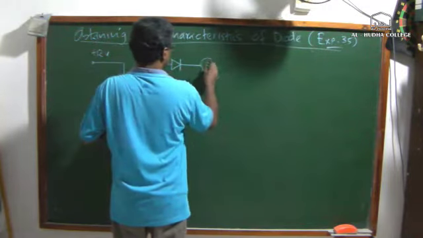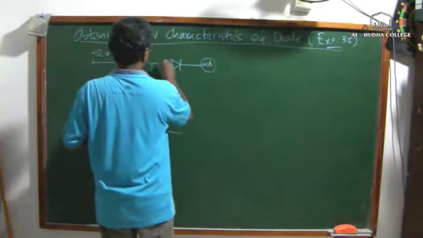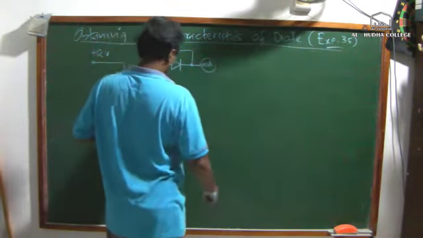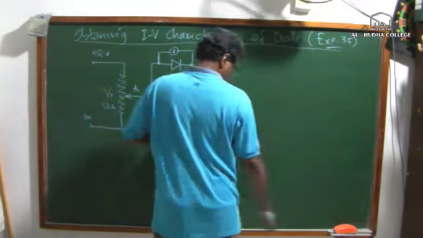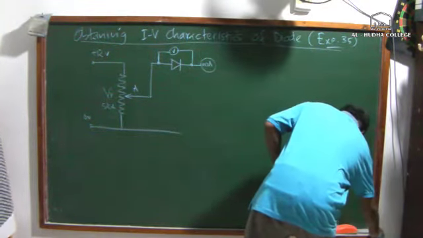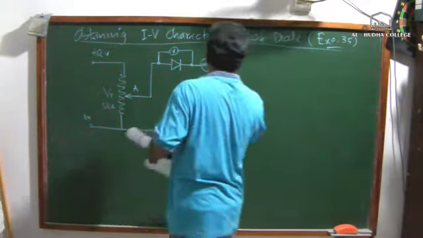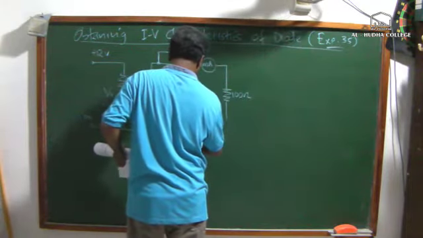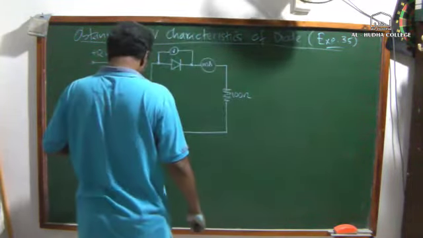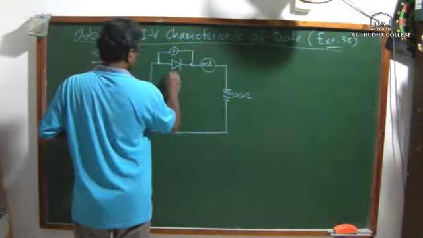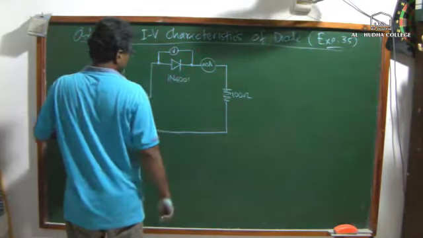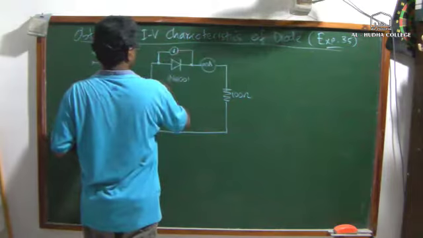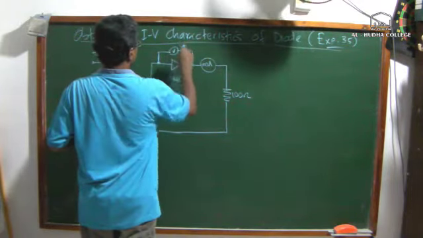We have a milliammeter, a voltmeter, and then a 100 ohm resistor. So this is the diagram that is given. The diode is 1N4001. It's a very small current diode. So this is the forward bias voltage.